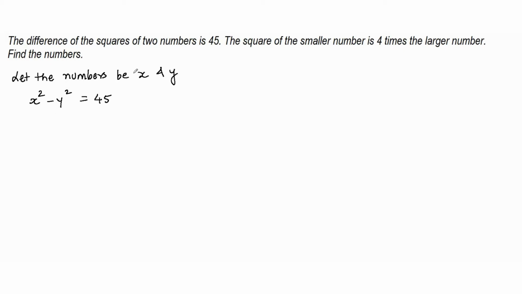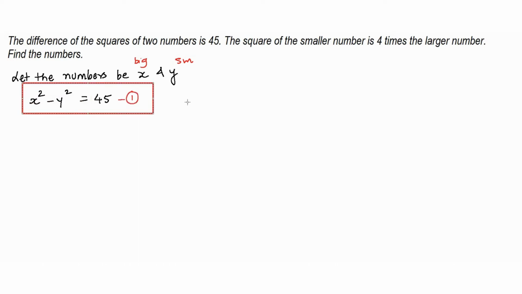Now of course in these two numbers x has to be the bigger one, right? Because x square minus y square, which means x square is greater because the result is positive. So x is bigger and y is smaller. Now let's see what is the next condition that is given. So this is my first equation.